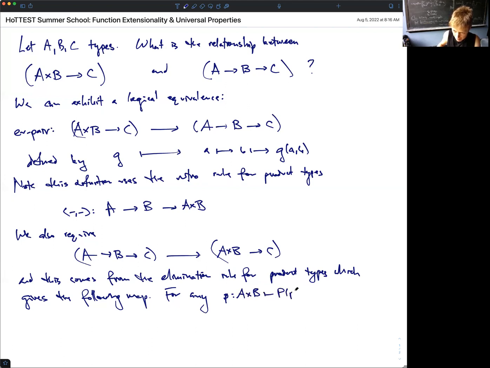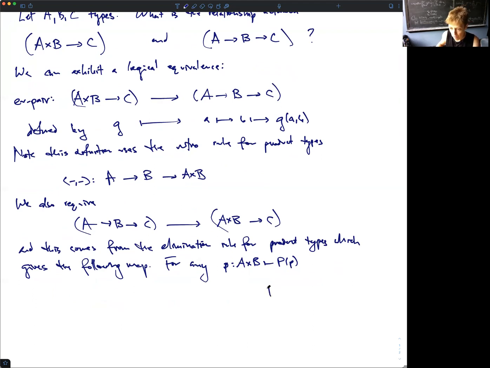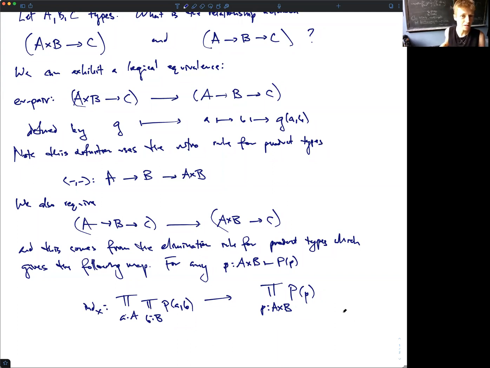So this is a family of types over the product type. The induction principle will allow us to construct a dependent function, a section of this type family, from the data of a dependent function that takes an A, a B, and provides a term in this type. Informally, this induction principle says that to map out of the product type, it suffices to consider the special case where my term in the product type is a pair.